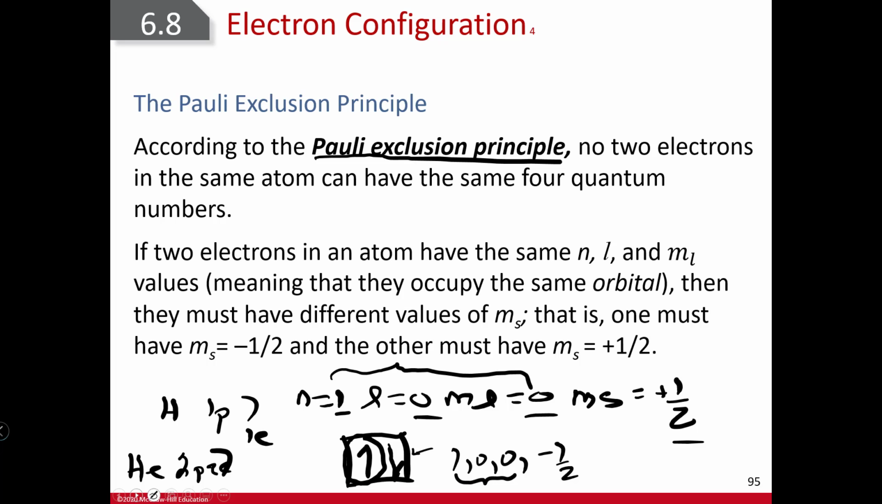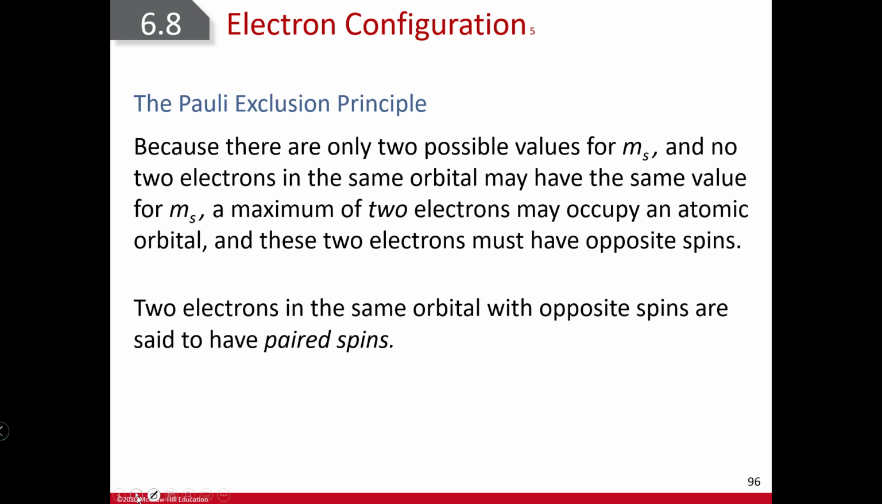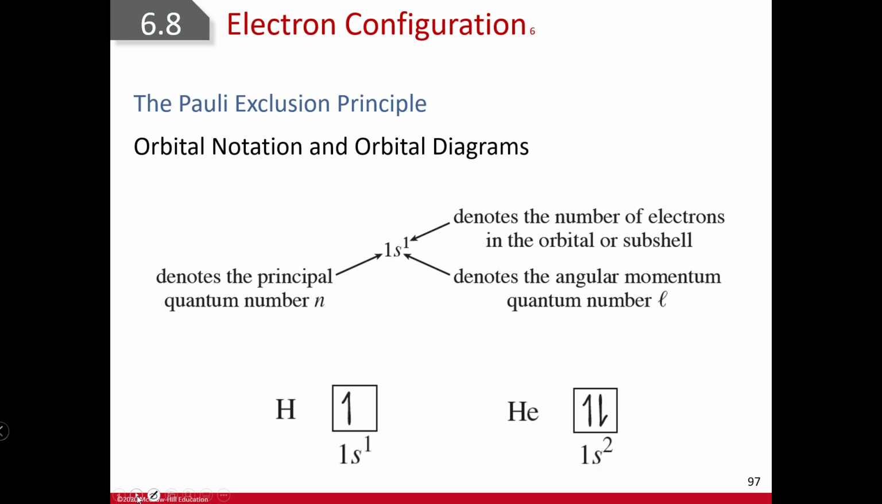All right, so let's go to the next slide. The next slide, again, continues on, that says 2 electrons in the same orbital have paired spins, but they have to be in the opposite directions. All right, this slide points out the difference between an orbital diagram and an electron configuration.